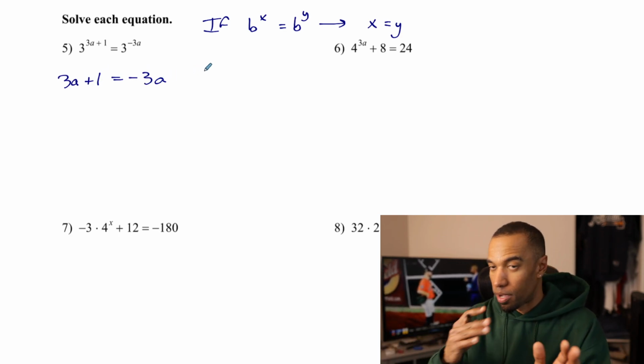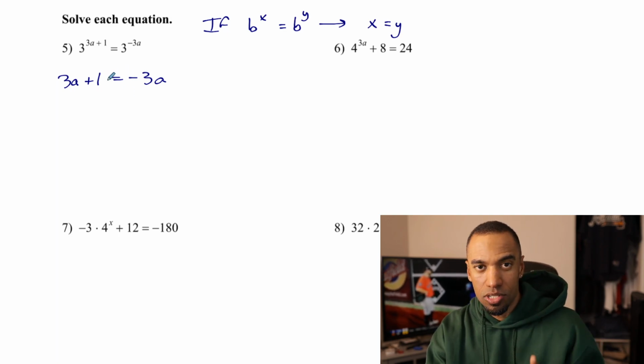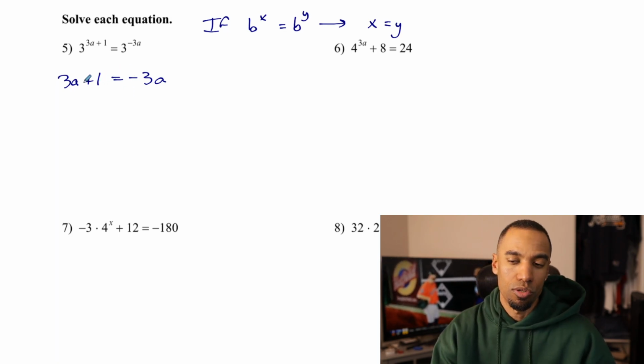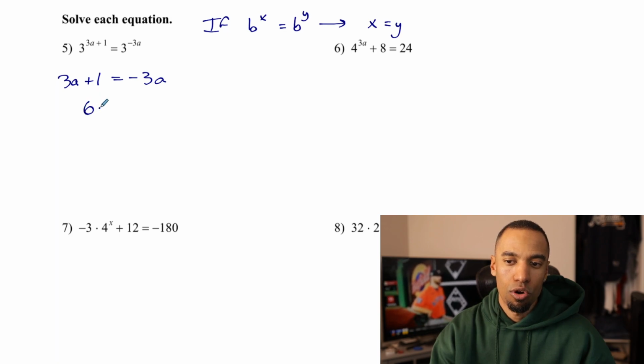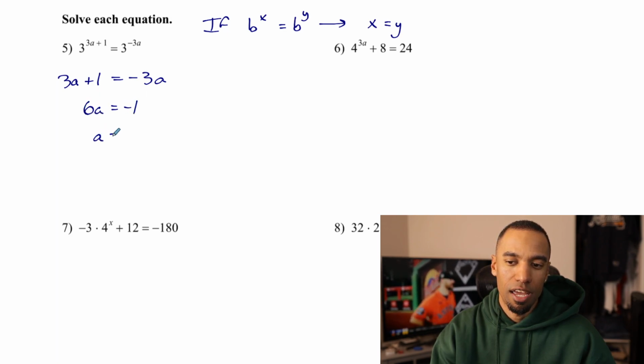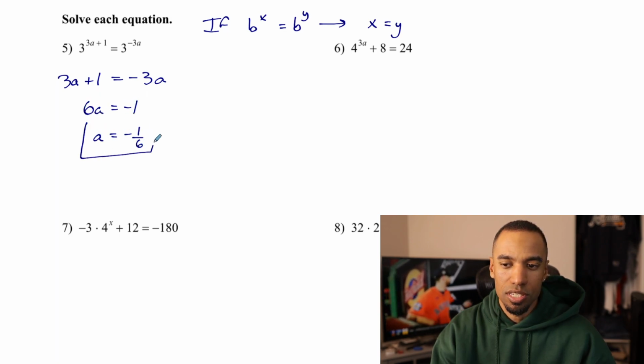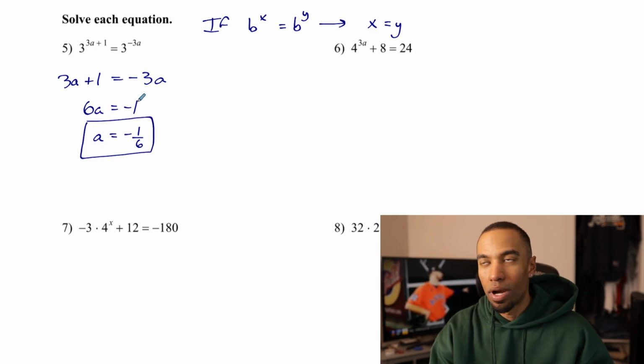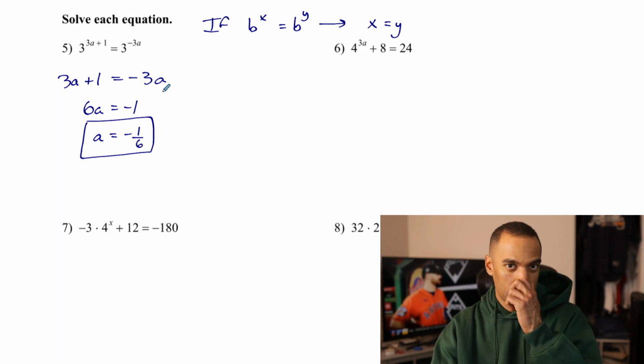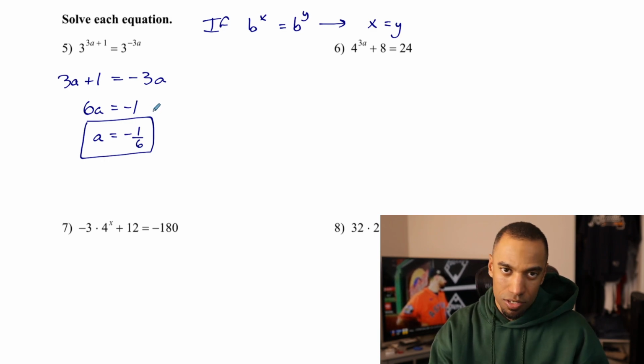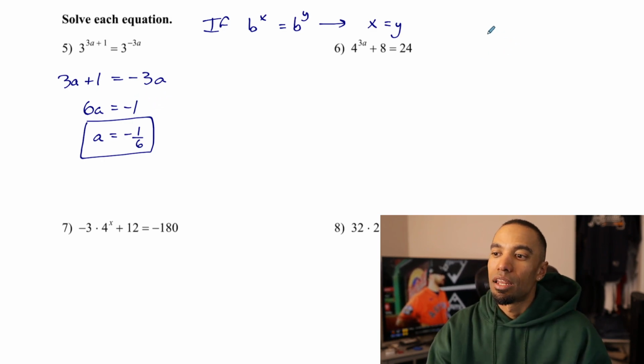The rest is algebra. Now, I'm not going to spend time on the algebra except to state, make sure your numbers are exact, which means use fractions. I'll add 3a over, subtract 1 over, and divide by 6. I get -1/6. Not -0.16 repeating, or not -0.167, -1/6. That's it.